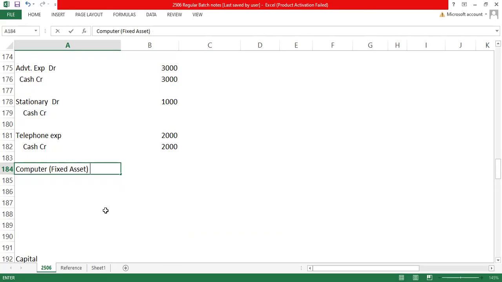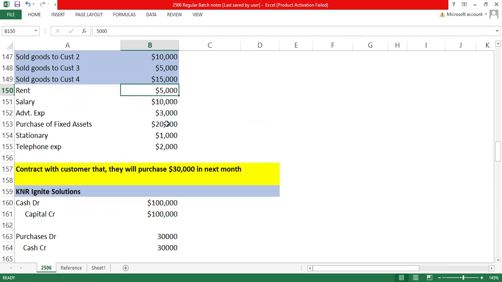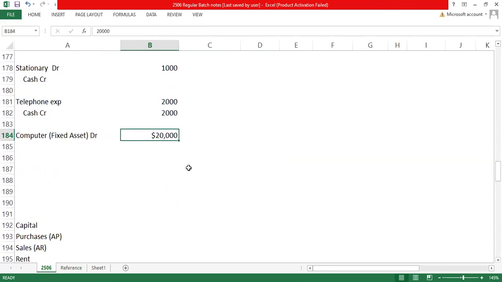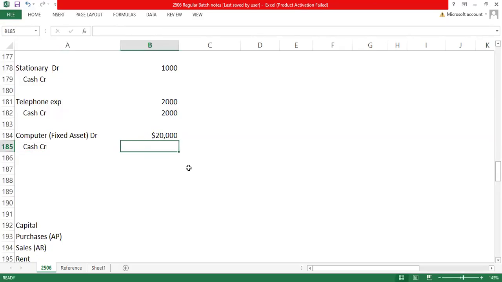Fixed asset debit, because an asset is coming into your business. So you spent, for example, 20K. You paid in cash, so you call that cash account credit. This is how we need to treat it.